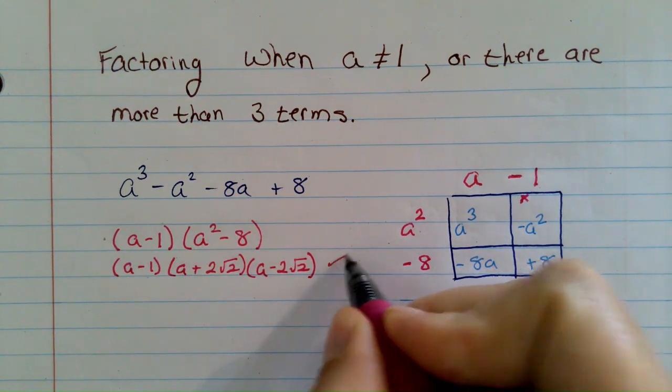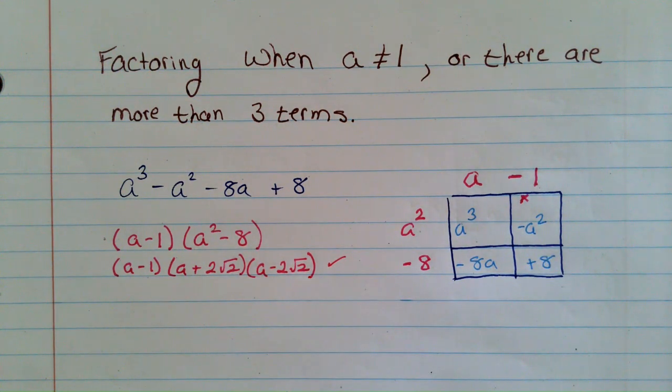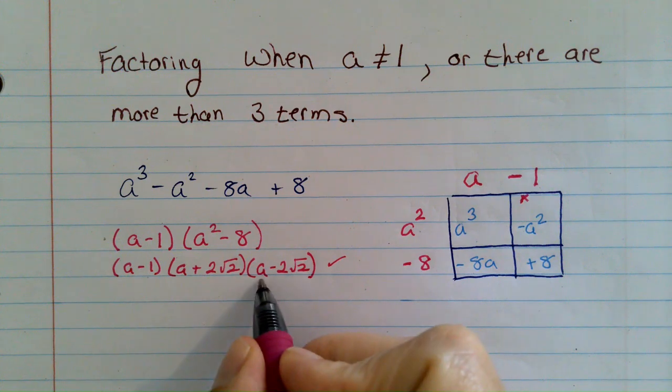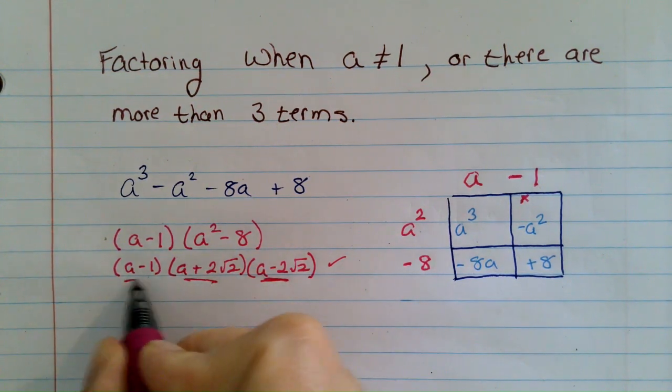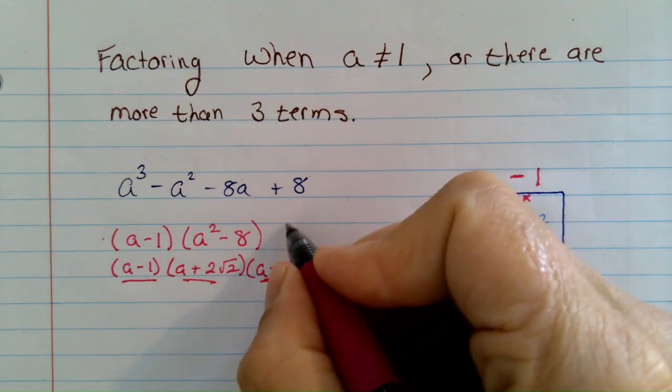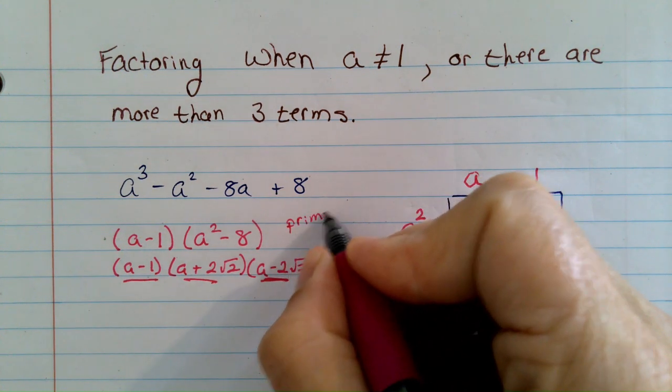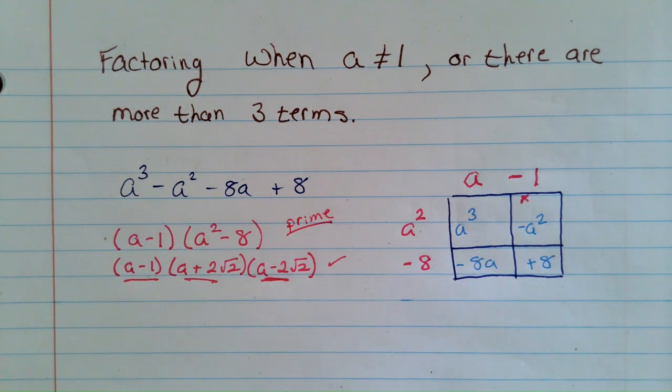But this is going to be a more advanced level where they ask you for prime or for linear factors. Linear because the power is 1. This would be the prime factorization, because a squared minus 8 is technically prime because it's not a product of integers for the number-wise.